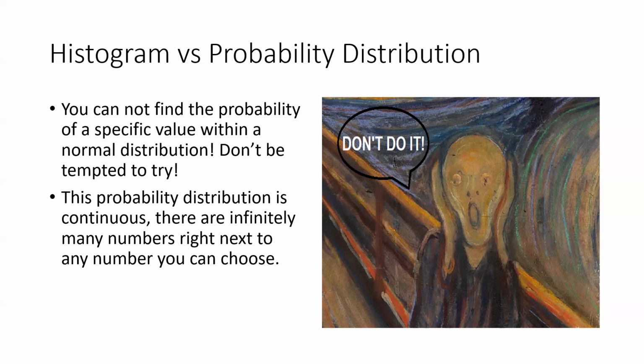The probability distribution is continuous. Again, this differs from the histogram. That means that there are infinitely many numbers next to any number you can choose. And for this reason, again, you can't just select a certain observational value from a phenomenon which you have the probability displayed for, and make a one-to-one comparison. You're going to have to move in between values. And this will become hopefully more clear as we go through these slides.